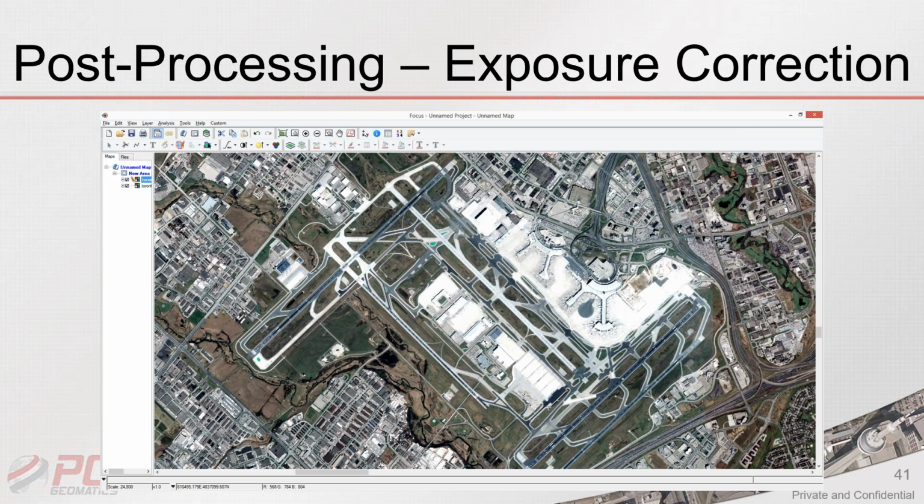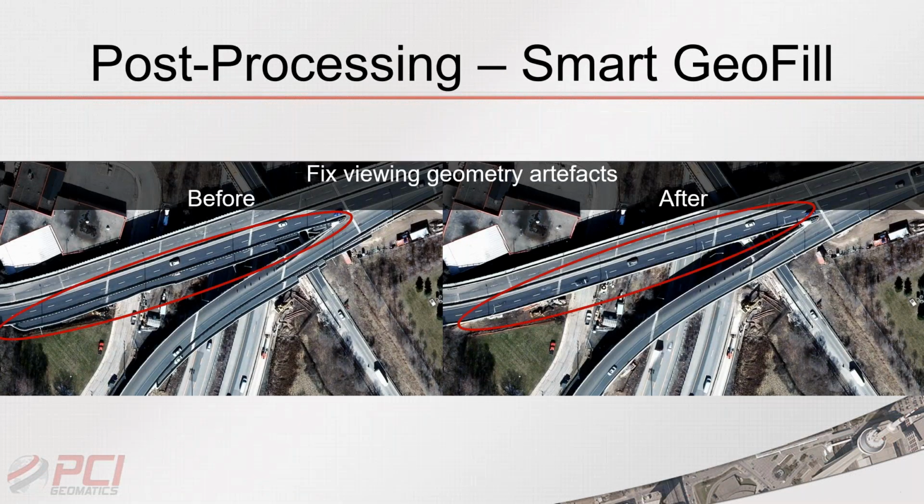Here's just a quick example. We have an airport in a city region, and it's quite bright, and we can fix it with exposure correction, darkening only the region of interest. Another example is we have an overpass, which has an artifact in the final mosaic, but we can easily fix it with the Smart GeoFill tool.